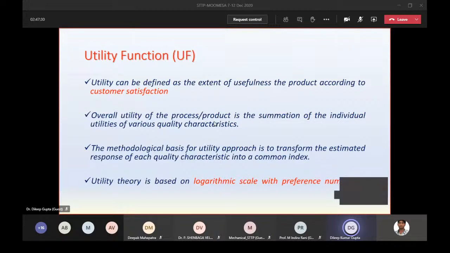In a different method. Second case, normalization was given a desirability function. Third case, the normalization is given as a utility index or individual utilities. Finally, the utility theory is based on the logarithmic scale. Normally, in the previous case, what we have seen was the normal linear scale. Now it is a logarithmic scale we use for this.